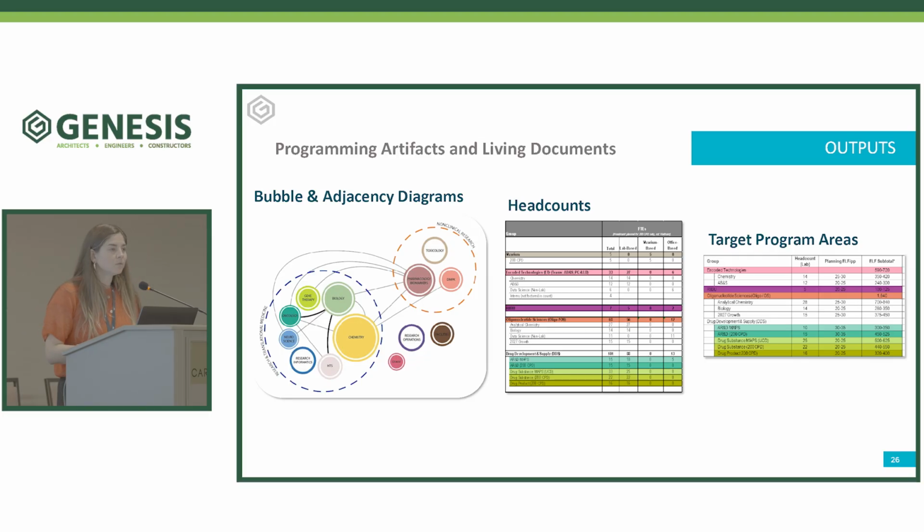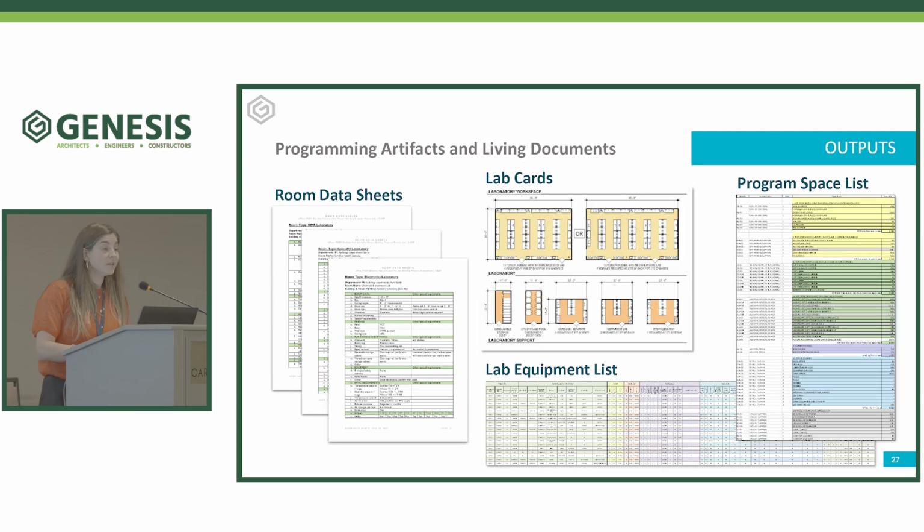Head counts can be tabulated and recorded as part of programming, and using benchmark space requirements based on head count, you can see the relationship here in terms of identifying those target program areas. So these also serve as important pieces of the documented data from programming. A program space list, once that is determined, can also reflect the categorized space types needed.